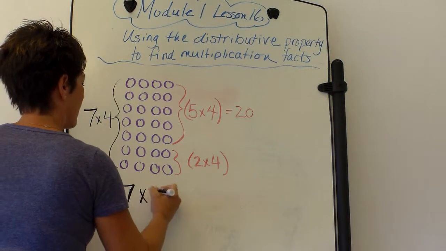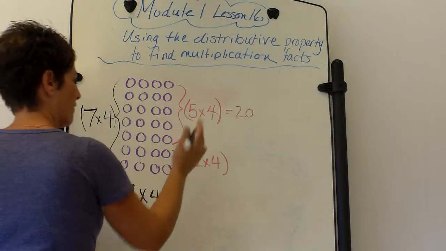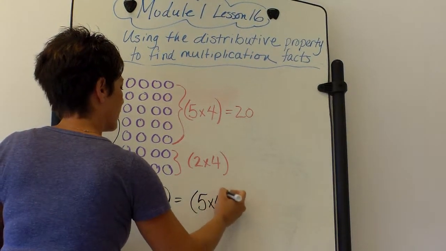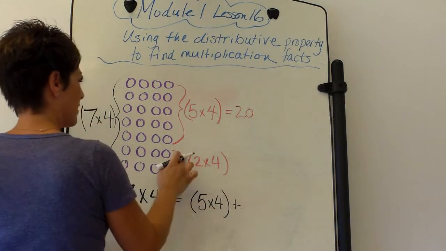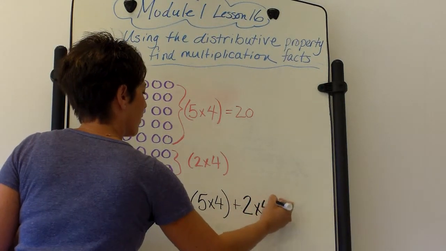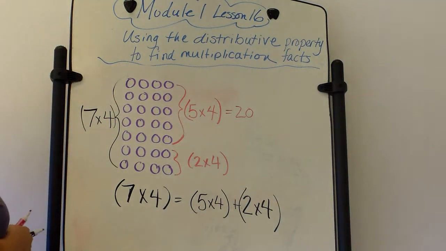So 7 times 4 equals 5 times 4 plus this chunk down here, which is 2 times 4. I want to always use parentheses when I'm working with these different factors.